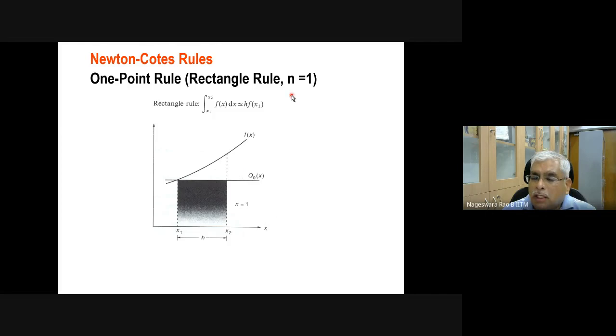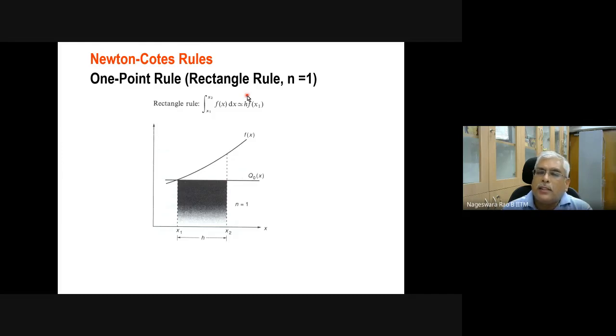So if that is the case, this integral is approximately, you can see here the symbol, it's an approximation symbol, equal to h times the function evaluated at some point. What is that point? The function evaluated at x1. You are evaluating the function at x1 and multiplying with some quantity h. That quantity is called the weight function.